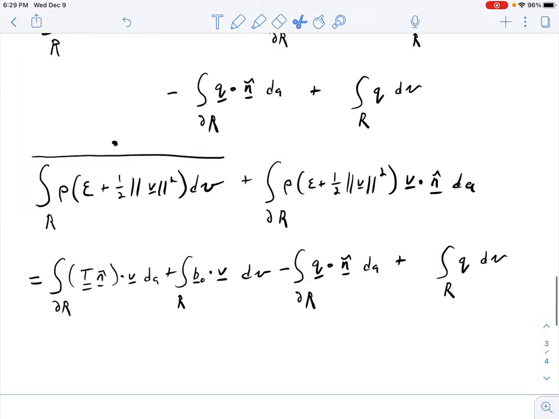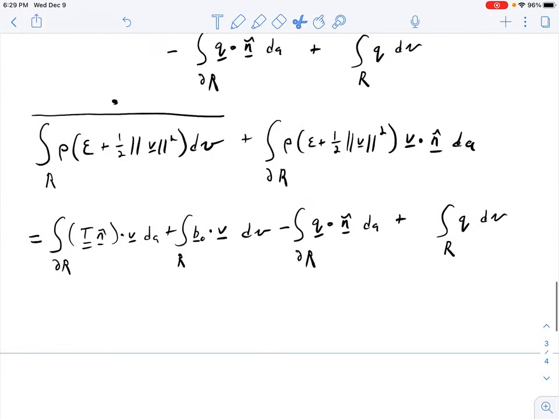So this is the first law of thermodynamics for a spatial control volume. It says that the time derivative of the energy, the internal energy plus the kinetic energy, so the total energy contained within the control volume, plus the net flux of total energy out is equal to the net work done on it plus the net heat flow into it.